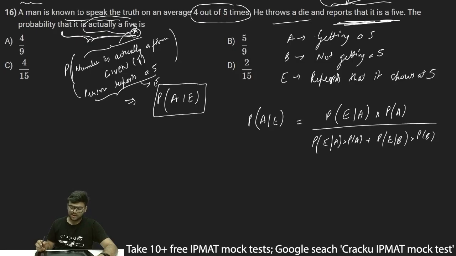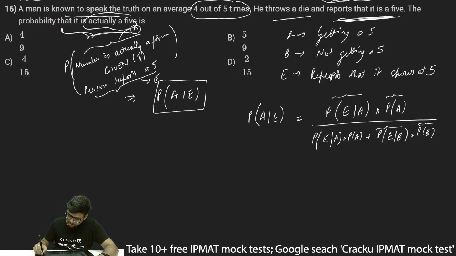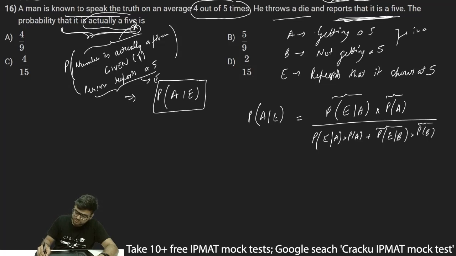So you can see we have to find out the probability of E given that A has already happened, the probability of event A, the probability of event B, and the probability of event E given that B has already happened. So first of all, what is A? A is getting a 5 on a dice. Basically A is getting a 5 on a dice and B is not getting a 5.